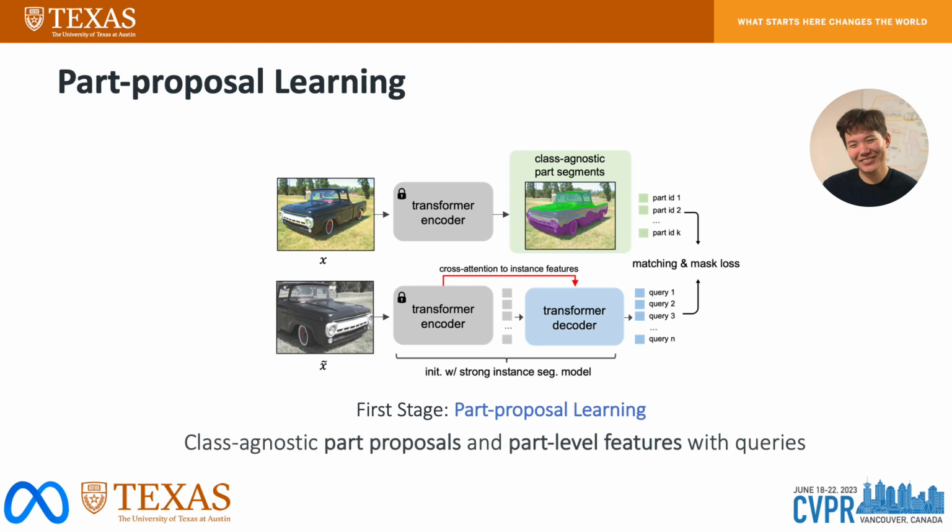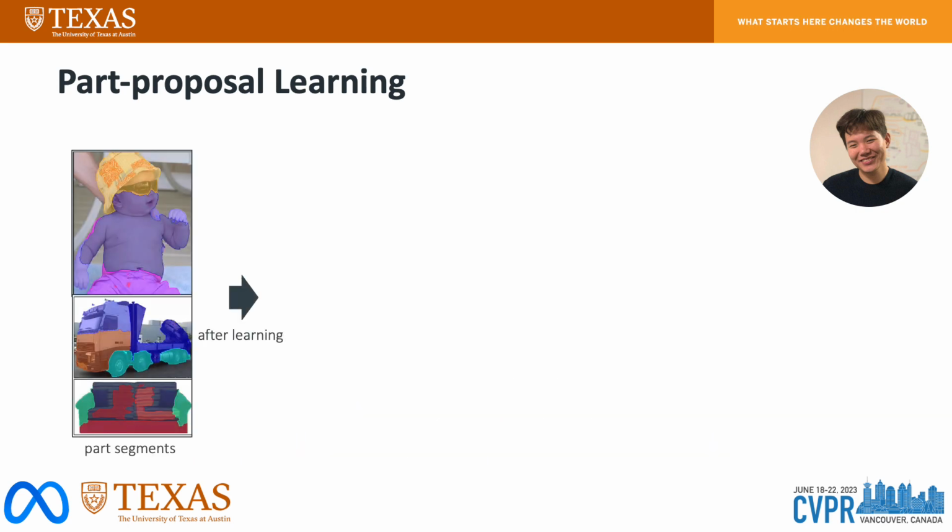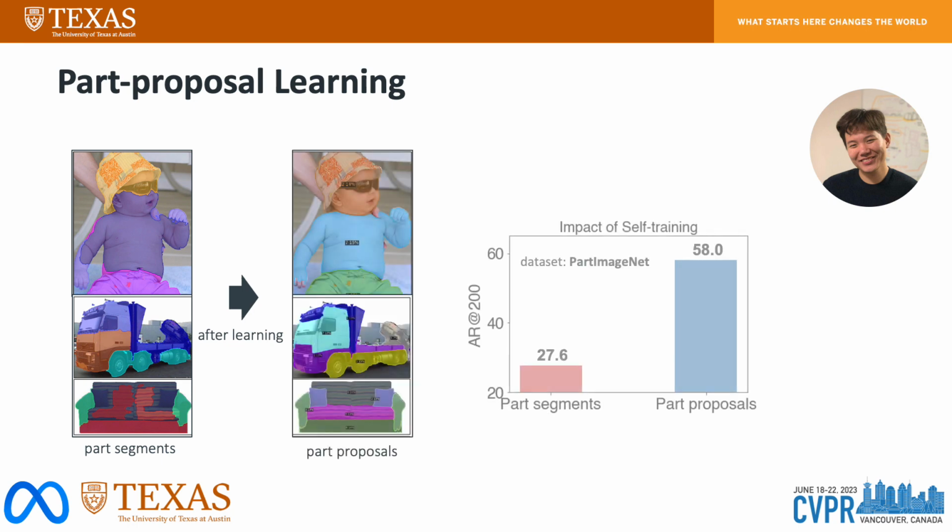This indicates that much of the part information is already present in the initial instance segmentation model. After self-training, we have much refined class-agnostic part proposal and part-level features from the queries. Part proposal learning makes impressive improvement by more than doubling the average recall of part segments.